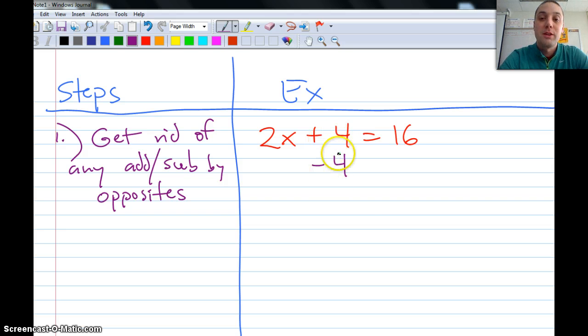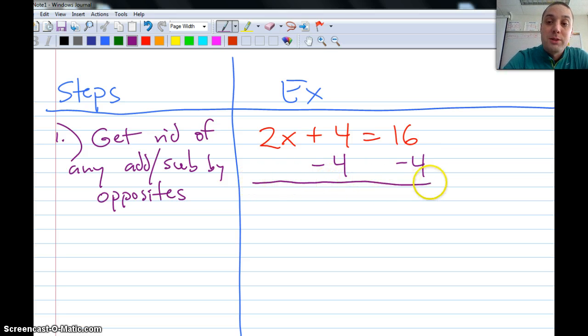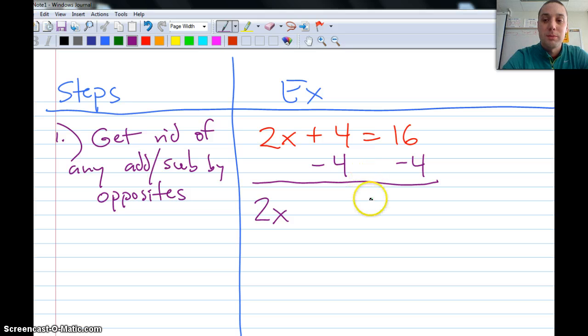Whatever you do to the left side of the equation, you do to the right side of the equation. Remember, the equal sign separates them. Step 1 is done. You draw your equals bar, and you simplify your equation. What have we done with our 2x so far? Absolutely nothing. It drops straight down. Plus 4 minus 4 cancels. Don't write a 0, just keep a big empty blank there. Equals comes straight down. 16 minus 4 is 12.